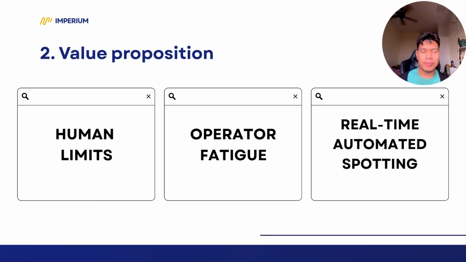What is the value in our project? The first one is overcoming human limits, like eyesight and the ability to tell something weird. The second one is operator fatigue. When humans do operations to find people at a disaster site, we are going to feel tired, but the machine doesn't. And the third one is real-time automated spotting. In our app, we can spot any weird things and people in real time.